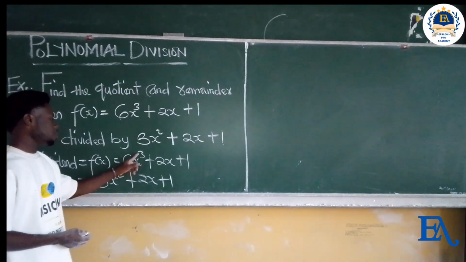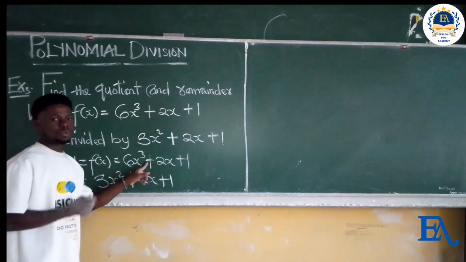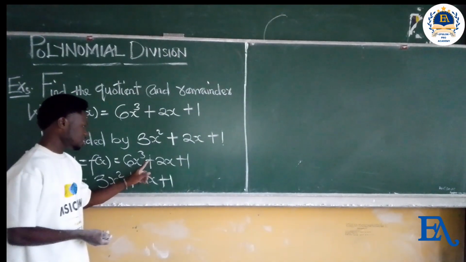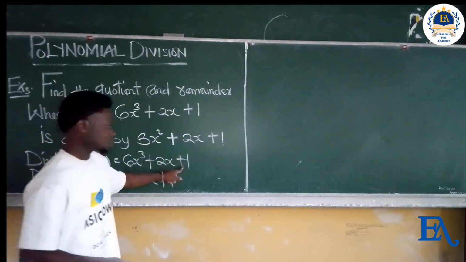We have x raised to the power of 3. There is no x raised to the power of 2, so we are going to provide 0 as its coefficient. Then x raised to the power of 1 and x raised to the power of 0.